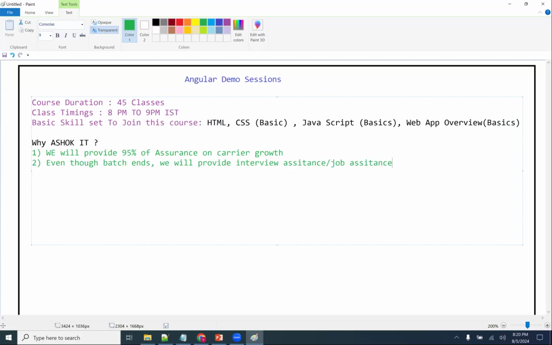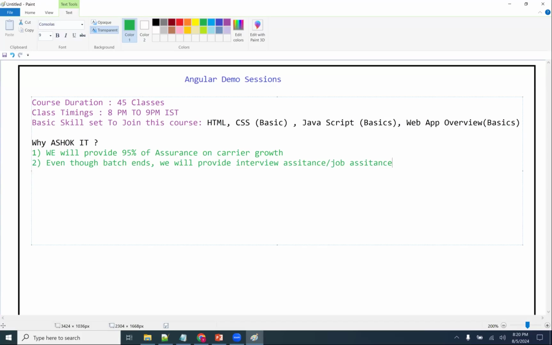I'll provide assistance based on the error. I'll hint you, I'll guide you. But it doesn't mean that you can say, hey Vijay, you told that you are going to provide job assistance, this is the code I need to develop, can you share the code? No, I'll not do that. 95% you need to take care of, 5% I will help you to solve. That is the meaning of job assistance.